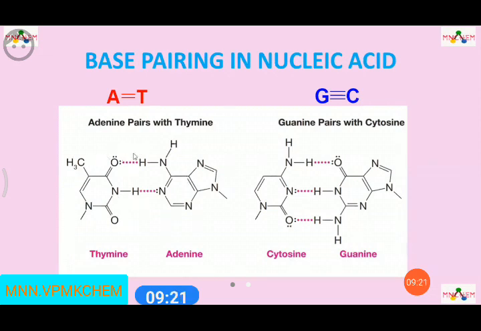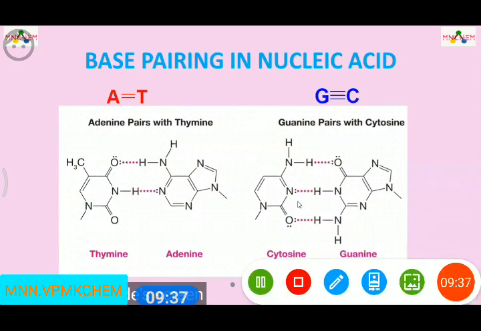This is the structure of thymine and adenine, showing the 2 hydrogen bonds, whereas cytosine and guanine have these 3 hydrogen bonds. And this represents the pairing of bases in the nucleic acid.